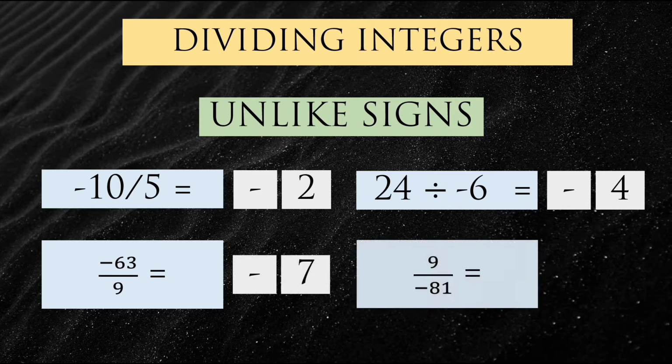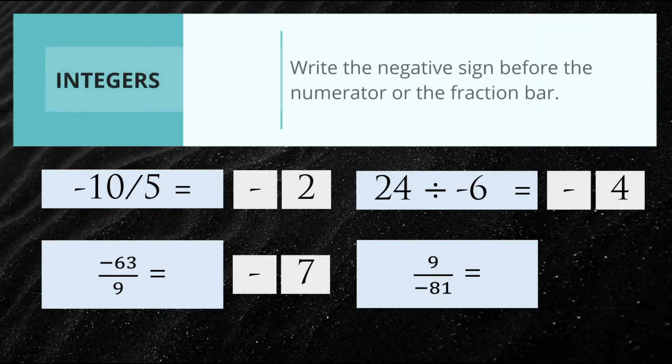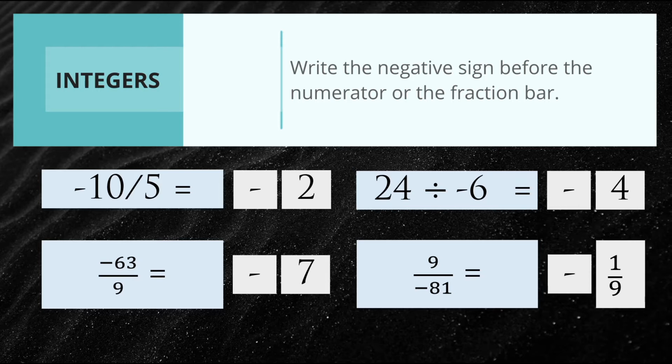Lastly, we have 9 over negative 81. That's a fraction, and we can simplify by dividing both integers by the greatest common factor, which is 9. So 9 divided by 9 is 1, and 81 divided by 9 is 9. And then positive 9 divided by negative 81, again, positive divided by negative is negative. So we have negative 1/9.